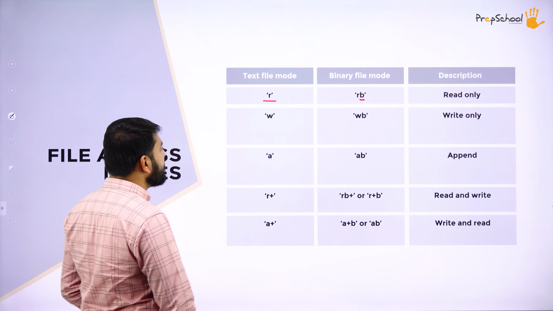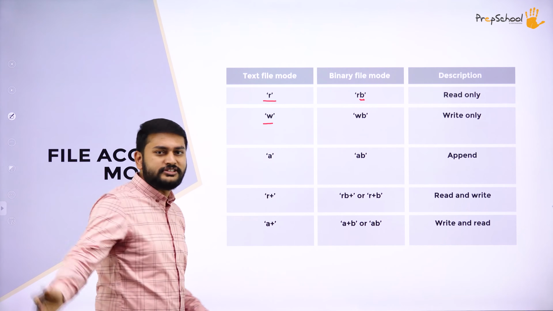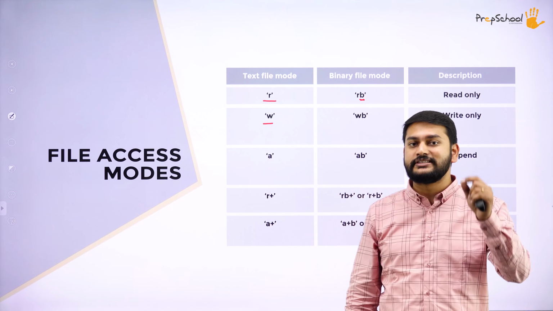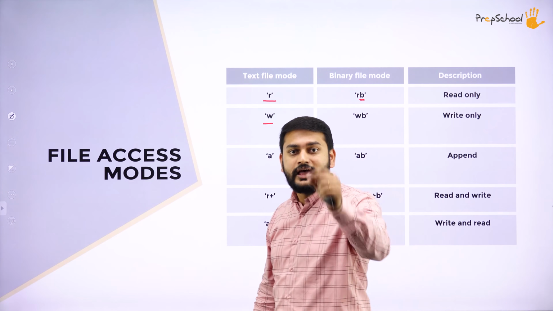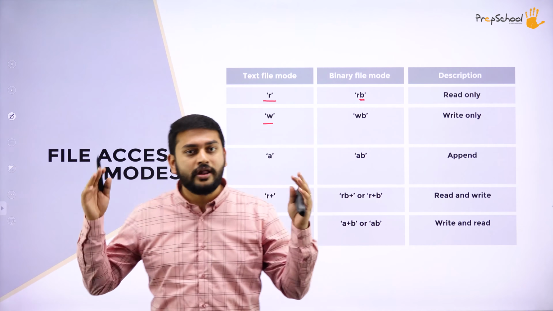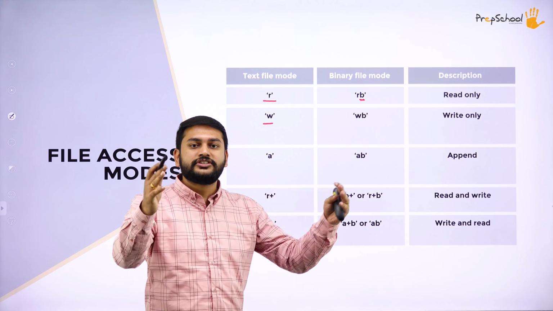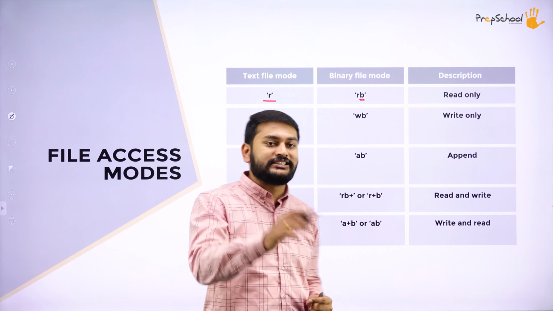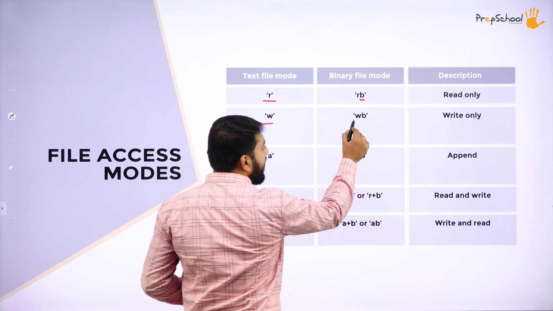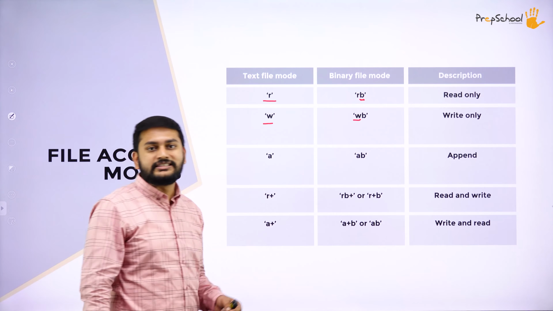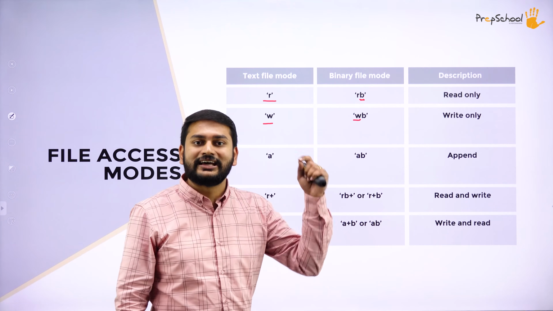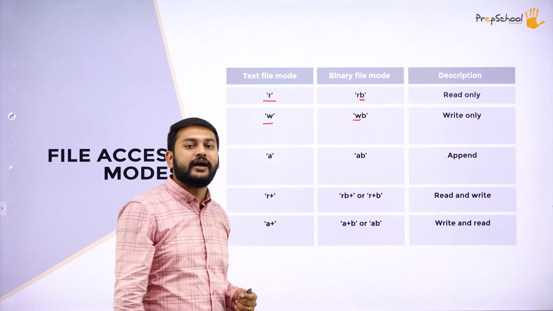Moving on to the next one, I have W. I don't have to explain much because W itself speaks: W means write mode. Guys, W means what? Write mode. Can you all tell me what is the mode in a binary file for writing? Yes, it is WB. So write in binary files. That is what I will call a write mode. WB is a write mode for binary files.